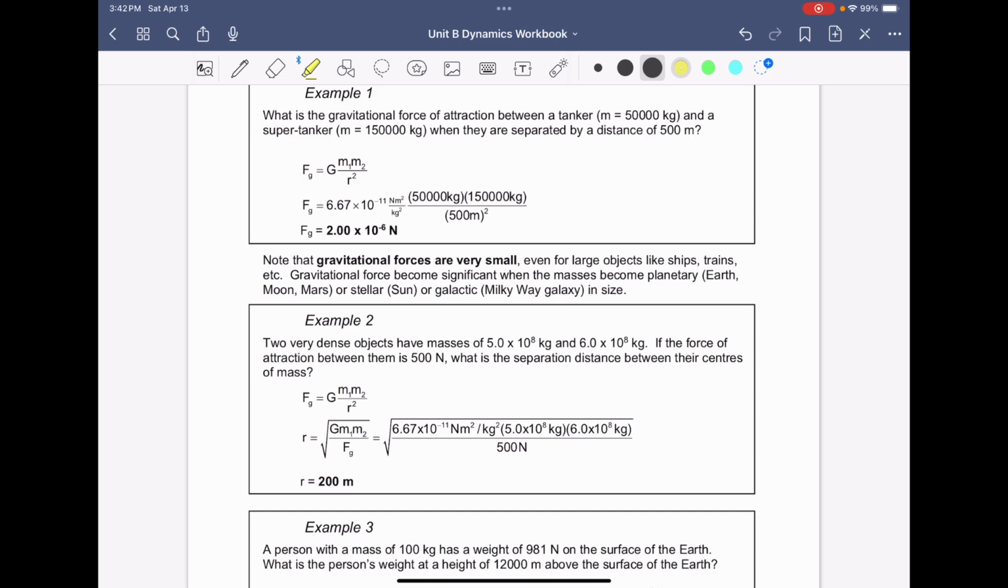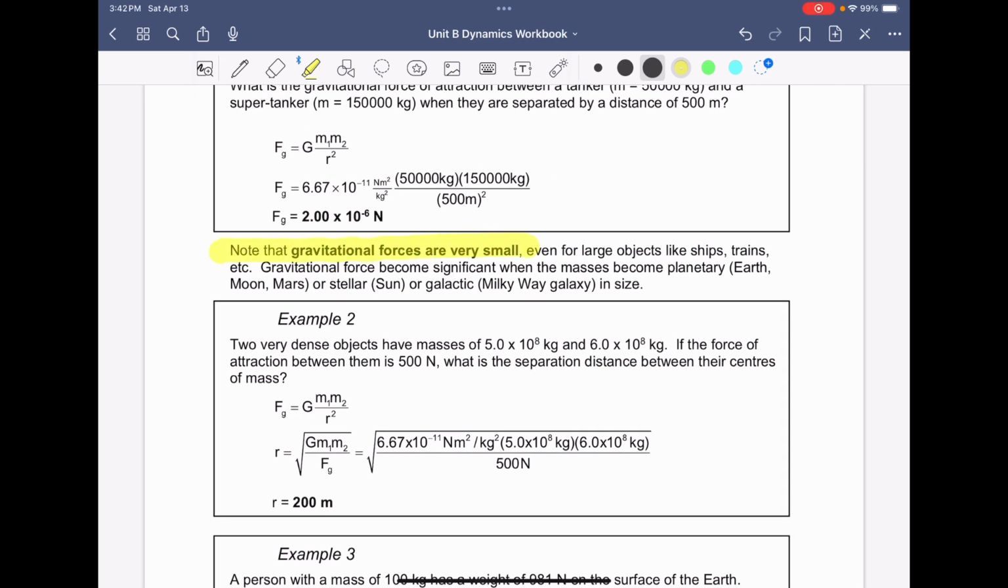Okay, now if we go over here, the last note before we start working into some problems is this one here. Note that gravitational forces are very small, even for large objects like ships, trains, etc. Gravitational force becomes very large when we talk about masses of planets or things within galaxies, so these major bodies of mass, things that are planetary. Not just things on Earth like a cup or a pencil. The forces between them are going to be very, very small. When we calculate them, they would be things like 10 to the negative 10 or 10 to the negative 12. They're just tiny forces. Whereas planets are going to have very large forces because they have a large amount of matter, or what we call mass.